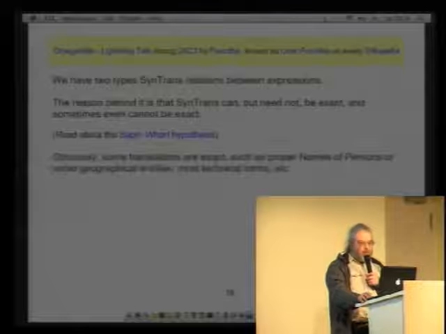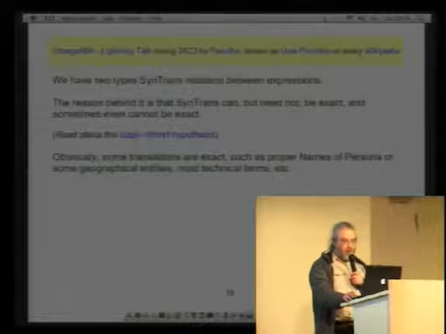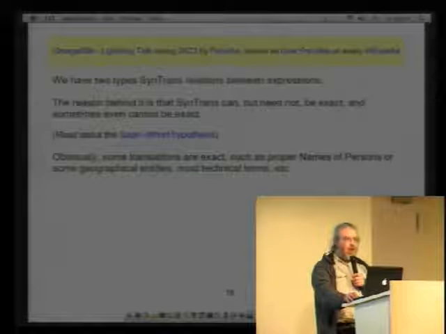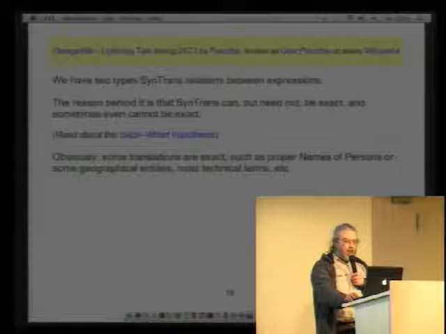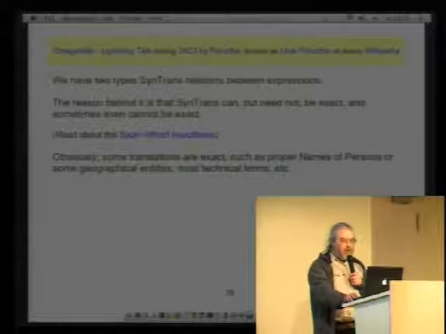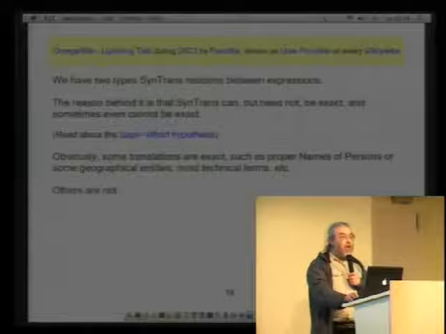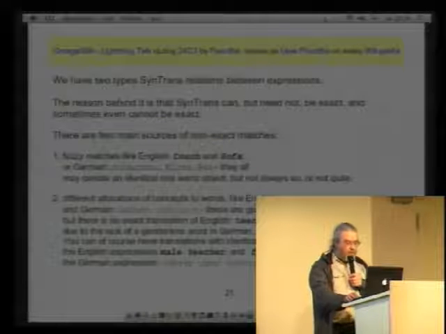There exists a very well-known scholarly thesis about that. Whoever is interested can read the pretty good Wikipedia article about it. Some translations are exact by their nature. Names of persons or places or technical terms usually translate pretty precisely, and there's no way to confuse them. Others aren't. Just 2 simple examples.